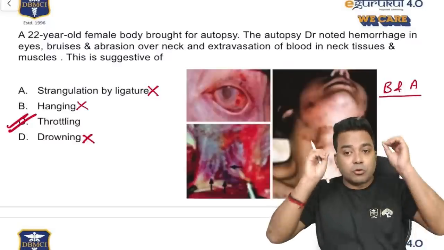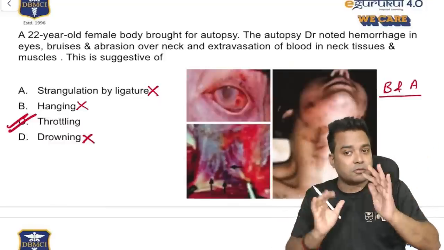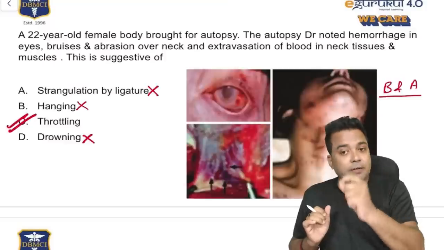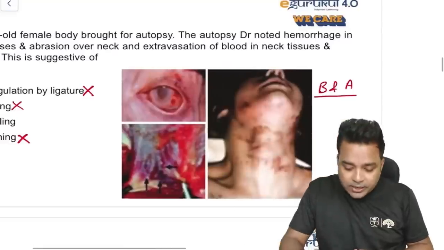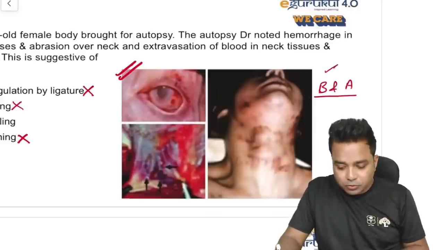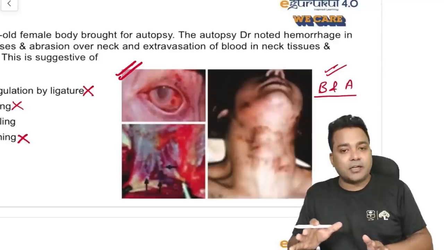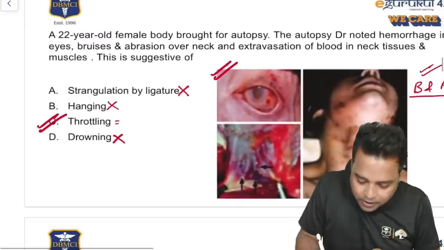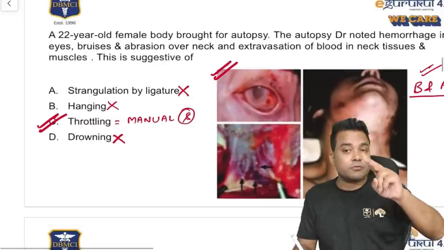Suppose you don't remember what is throttling, you are in a blackout, then also you can solve this question. Directly also, we have to attempt such questions. Why? To save our time. If you have revised nicely, you will be solving this question within 1 second. The moment you see hemorrhage in eyes, you will recall your notes lines, that hemorrhage in eyes with abrasions and bruises over front of neck with deeper extensive damage in neck muscles and tissues goes with throttling, that is manual strangulation. I will mark throttling or manual strangulation as my answer of choice. So always there are two ways of solving a question.